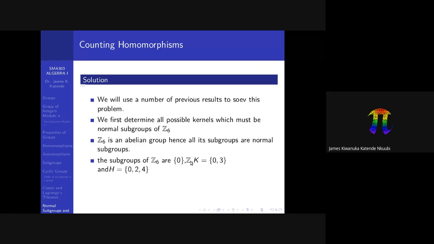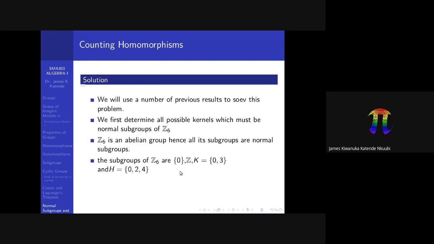This should be Z6, not Z. There's a subscript missing here. It should be Z6. So we have 0, the whole group itself, and then the subgroup K generated by 3, and also the subgroup H, which is generated by 2 or 4. Either 2 or 4 is a generator.